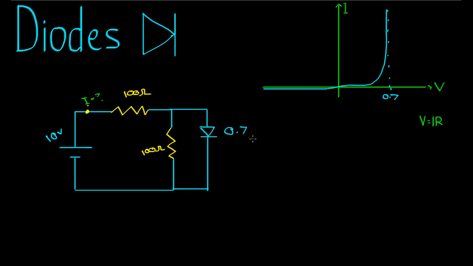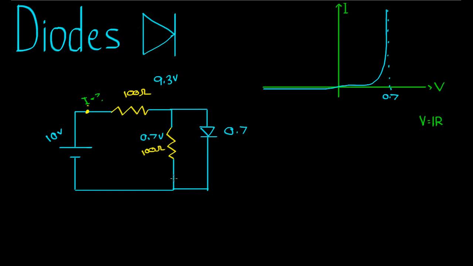Since these components are in parallel, that means that the voltage across this component must be the same as the voltage across this component. Just like when you have a regular circuit with two resistors in parallel like so, you assume these two get the same amount of voltage. So there must also be 0.7 volts across this resistor here. And left over for this resistor up here, we must have 9.3.